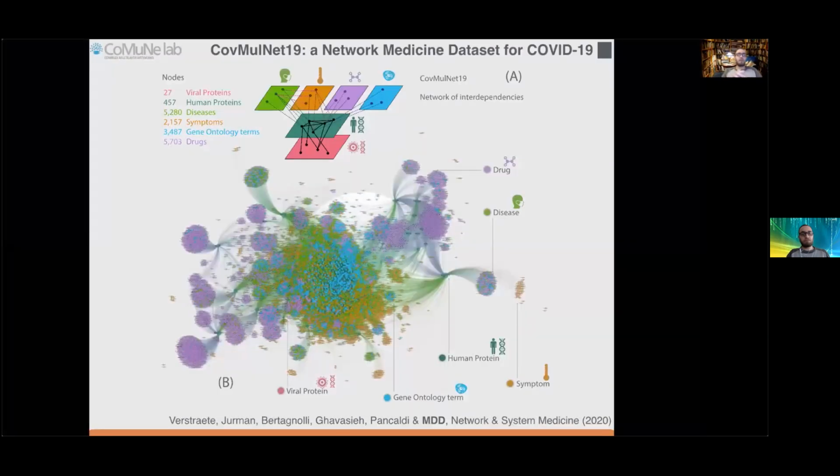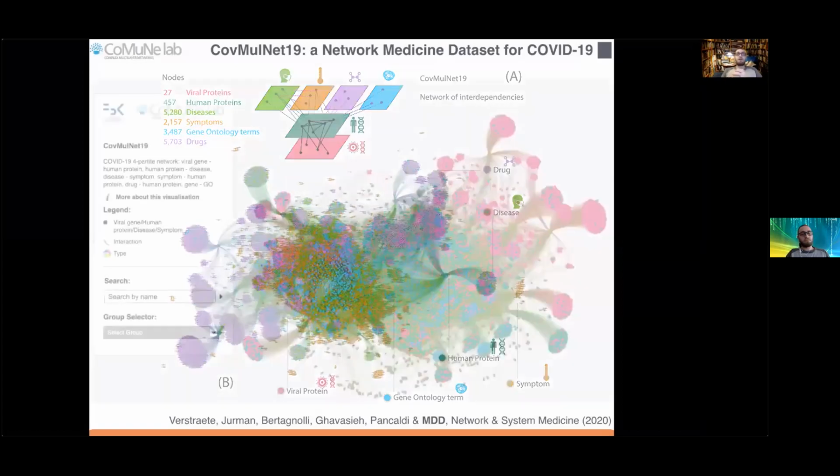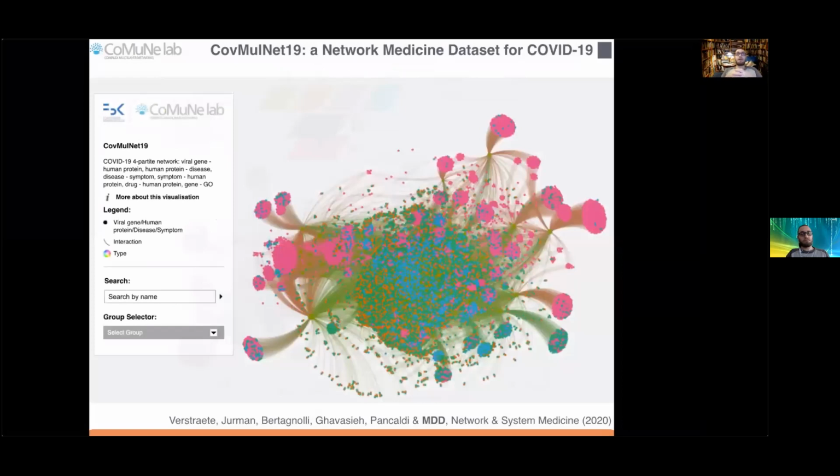It's a pretty complex one. And also in this case, the data is publicly available. There is also a nice interactive visualization that we provide, so you can directly use this data for your analysis.